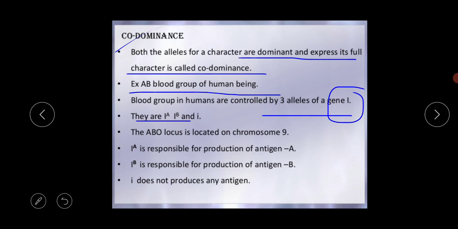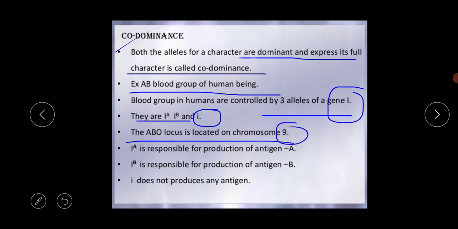These alleles, IA and IB, produce slightly different forms of the sugar, while allele i does not produce any sugar. This i produces nothing, but IA and IB produce different kinds of sugar. This ABO locus is located on chromosome 9.